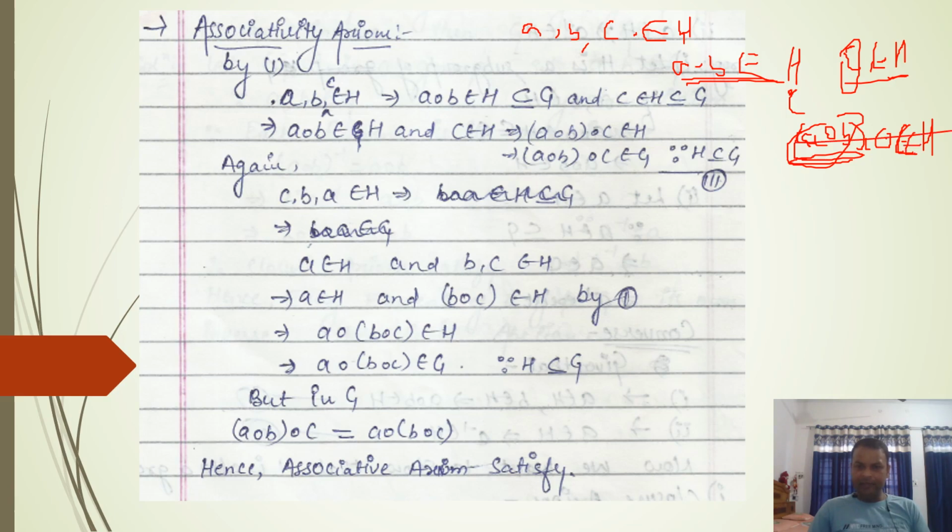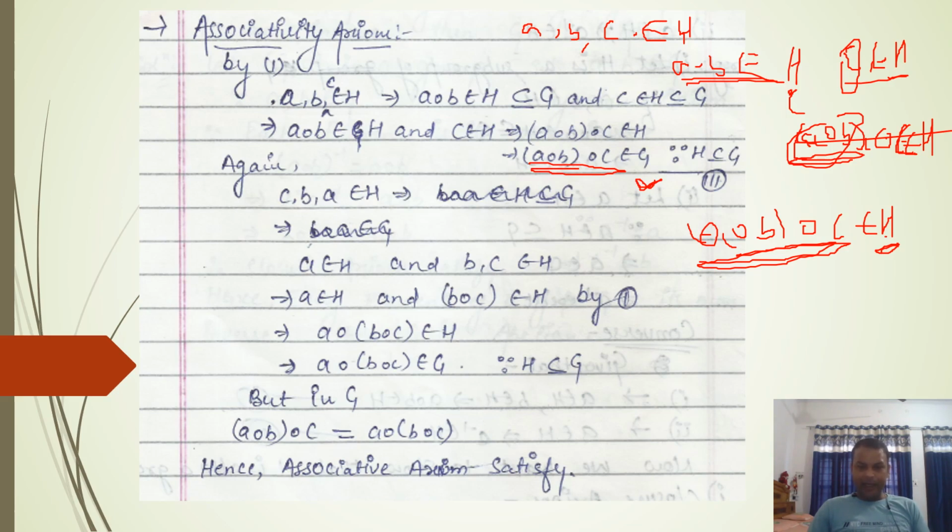I am writing it again. A of B of C belongs to H. Because H is a subset of G, every element of H will also belong to G. So because this is an element of H and every element of H belongs to G, A of B of C will also belong to G, which I have written here as equation number 3.